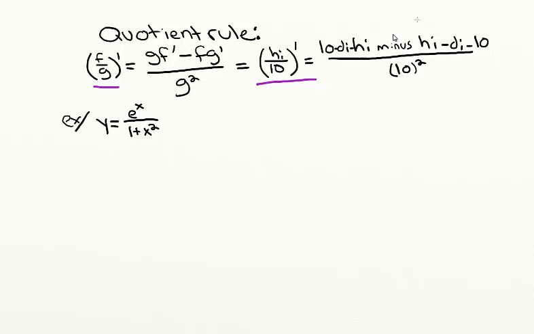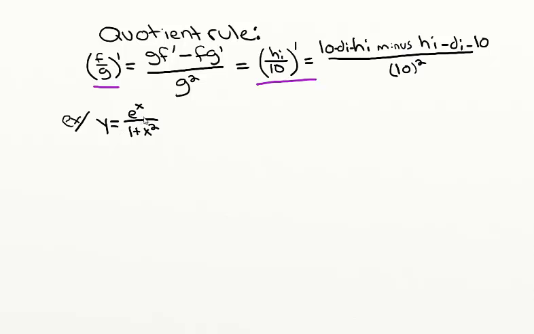So that's a little trick you can use to help you remember the quotient rule, because since we have subtraction in the numerator here, the order in which we put things is going to make a big difference. So let's move on to our example.